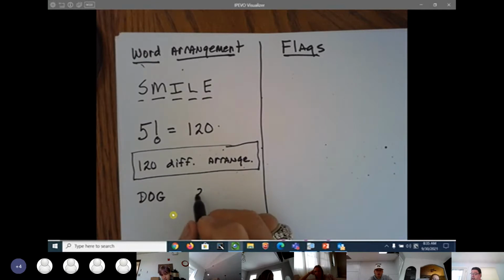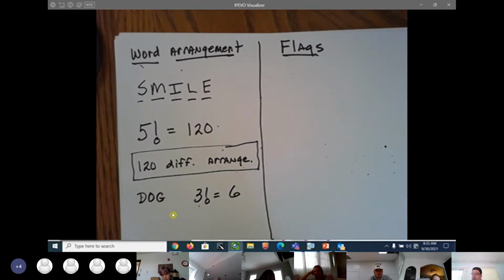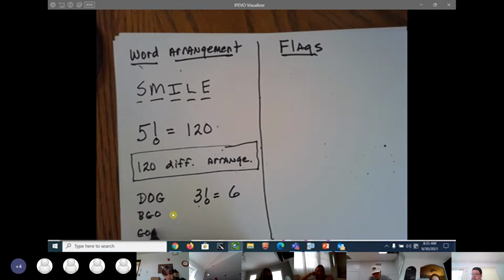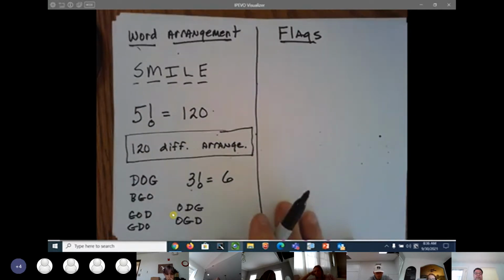So that'd be 3 factorial, which is equal to 3 times 2, which is 6. So DOG is 1. DGO is 2. GOD is 3. GDO is 4. ODG is 5. And OGD is 6. So there's your 6 different arrangements.